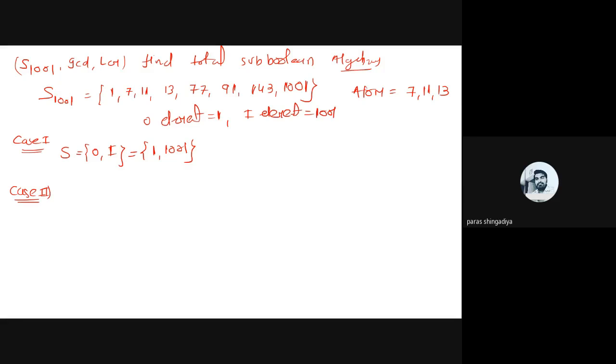This can be written as S is equal to 0, then A, n by A, and I. So 0 means the zero element, not a single 0. There are three atoms, so use them one by one. So S can be written with 0, and let's use A is equal to 7. So 1 comma 7, then 1001.